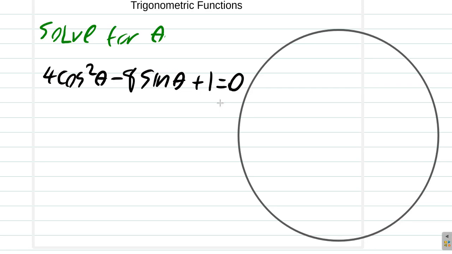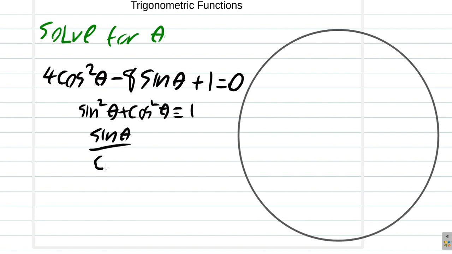This is a trigonometric function that I'm asking you to solve for theta. You have to remember the basic trigonometric identities in order to solve this. Just as a reminder, you have sine squared theta plus cos squared theta is identical to 1. You also have sine theta divided by cosine theta is identical to tan theta.